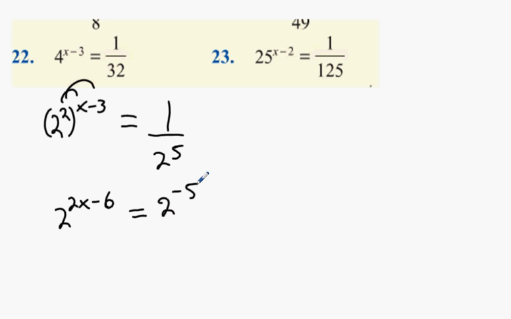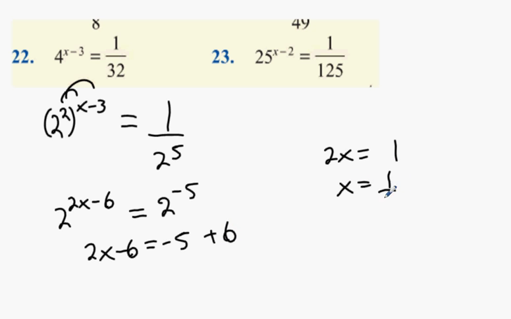Anybody know the next step? Yes? Take off the 2's. If the base numbers are the same, there's no need for anything else. And after this, you get 1. That's going to be plus 6, isn't it, when you take over the 6? Then x equals half. Yeah? Brilliant.